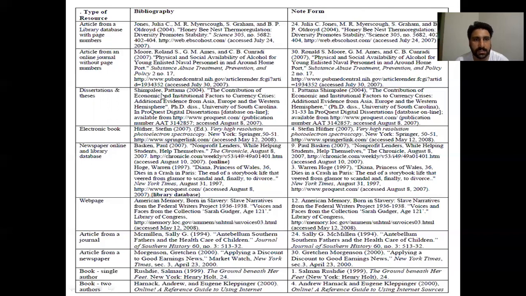Next, a dissertation or scientific thesis. Let's say this is a PhD thesis or any dissertation that was submitted in the year 2004, and the name of the thesis is The Contribution of Economic Institutional Factors to Currency Crisis: Additional Evidence from Asia, Europe, and the Western Hemisphere. With the inverted commas closed, you need to identify that this is a PhD dissertation submitted at the University of South Carolina, in the ProQuest digital dissertation database online. It is available from this link, and then the publication number and the access date, August 8, 2007.